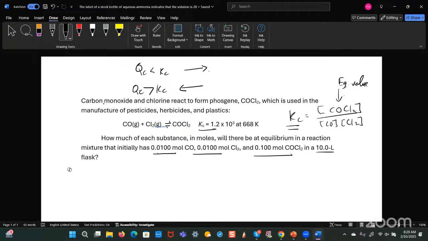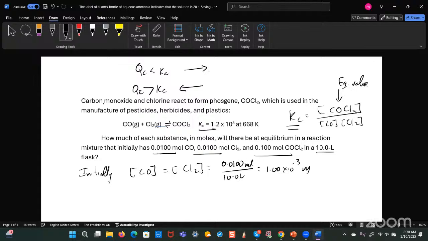So the first thing I would do is find the concentration initially of carbon monoxide. And by the way, since carbon monoxide and chlorine have the same mole value, their concentrations are going to be the same. So again, we can kill two birds with one stone. We're going to divide 0.0100 moles of chlorine or carbon monoxide by the volume, which is 10.0 liters. And this would give 1.00 times 10 to the minus 3 M.